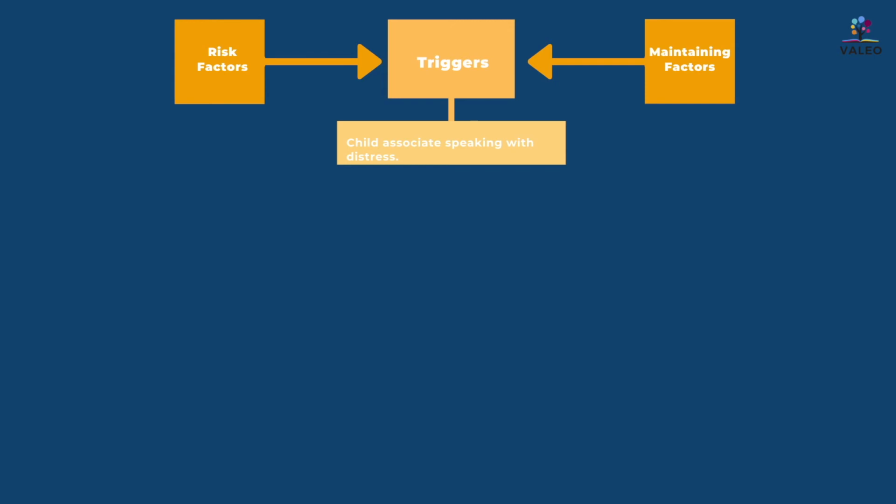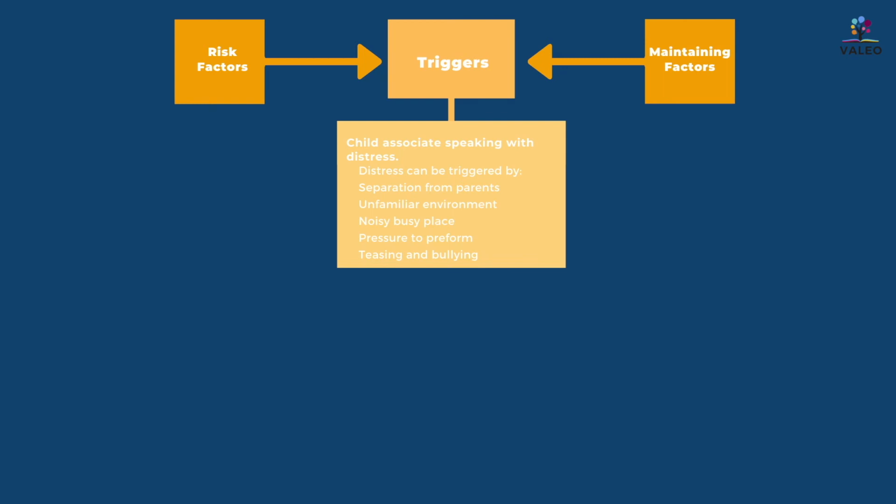And the distress can then be triggered by separation from parents, an unfamiliar environment, or a noisy, busy place, some difficulties that they have with speaking or being understood, or having pressure to perform, or having teasing and bullying occur. Or avoidance could also be modeled by family members or people close to them. So there is learned fear and repeated avoidance of talking to people outside the comfort zone, and that can then lead to selective mutism.